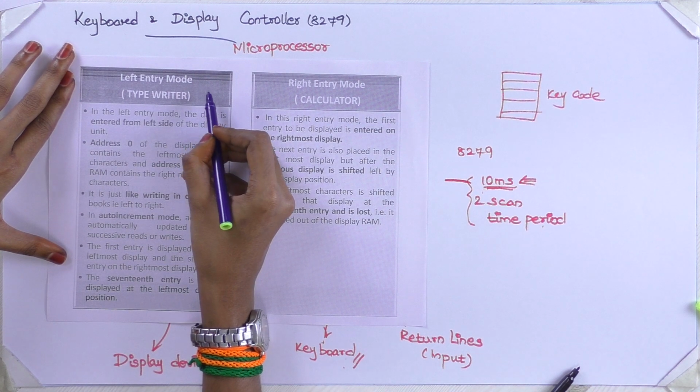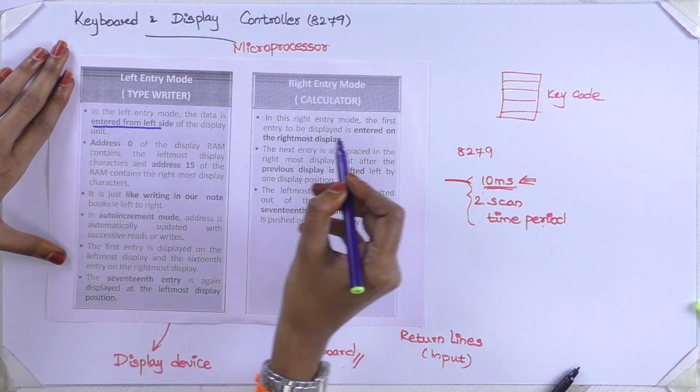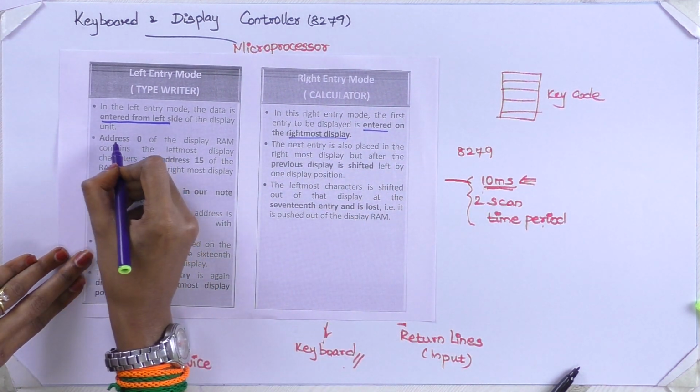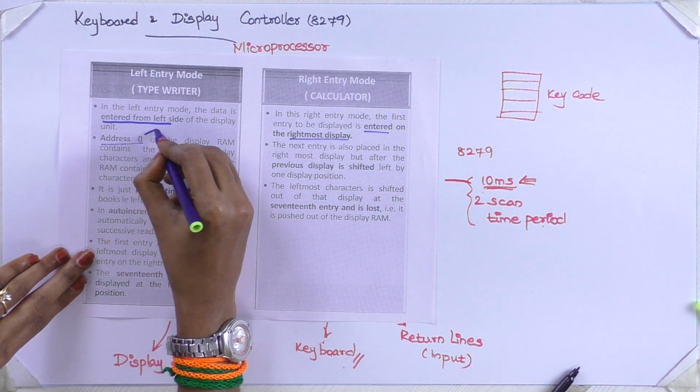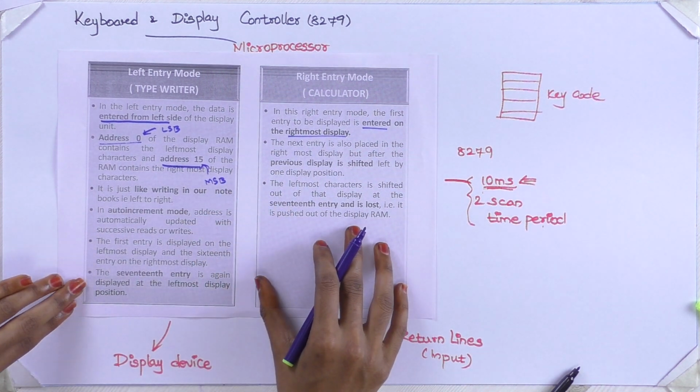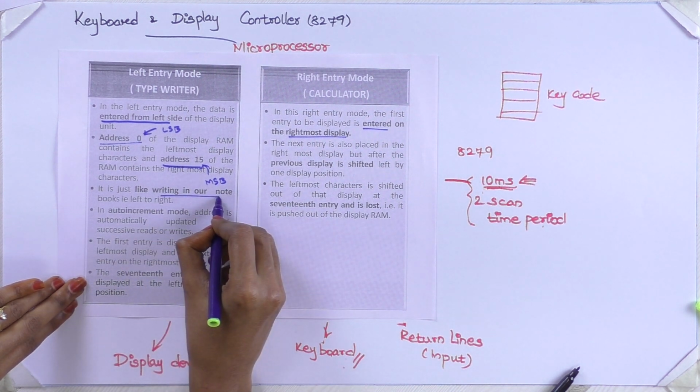Left to right display is like your monitor. When you see your monitor, the characters will be displayed from left to right. Another example for right to left is your LCD, which you use for the experiments, where the characters are displayed from right to left. So in left entry mode, the data is entered from the left side. In right entry, it will be entered from the rightmost of the display. This will start from address 0 to address 15. Address 0 will have the LSB and address 15 will have the MSB, like you are writing in your notebook.